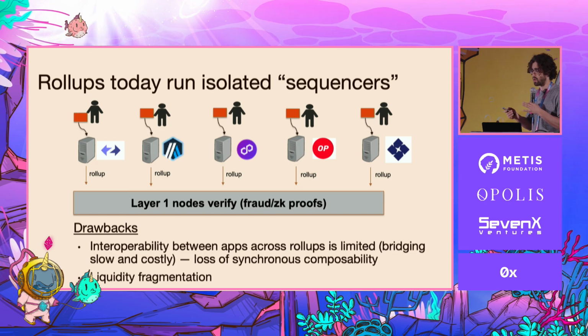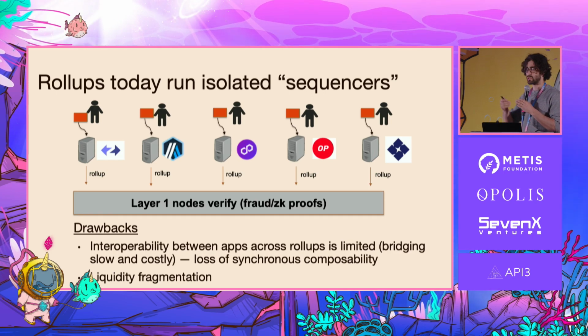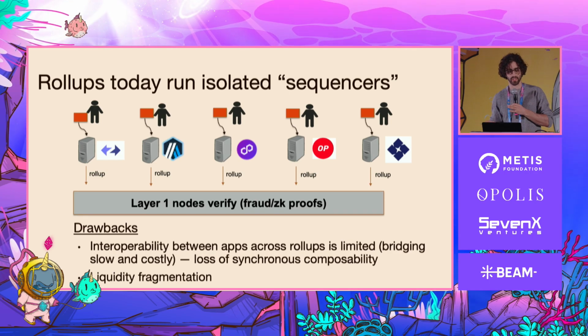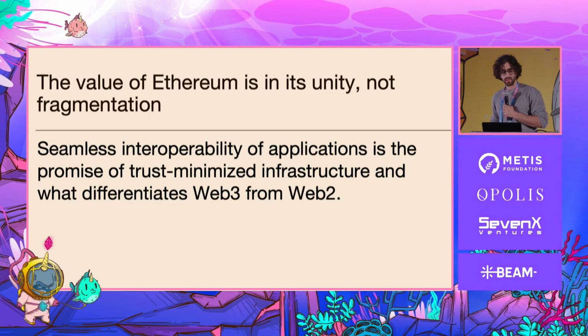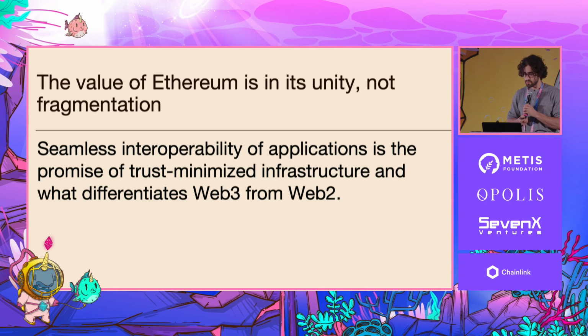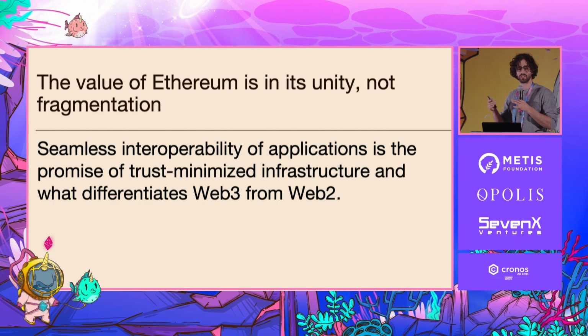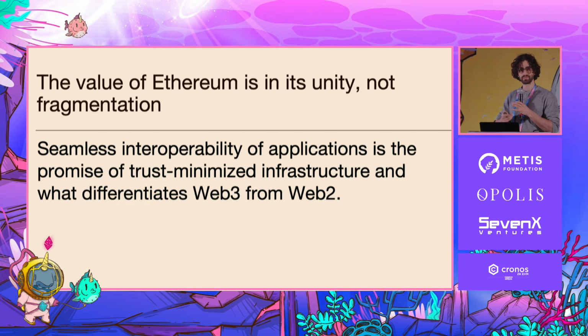Okay? Bridging is slow and costly, and this leads to a loss of what we call synchronous composability between applications and liquidity fragmentation. And the value of Ethereum is really in its unity, right? Not fragmentation. Seamless interoperability of applications is the promise of trust-minimized infrastructure and what really differentiates Web 3 from Web 2.